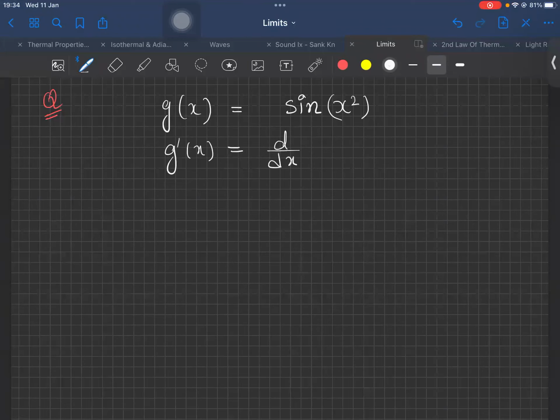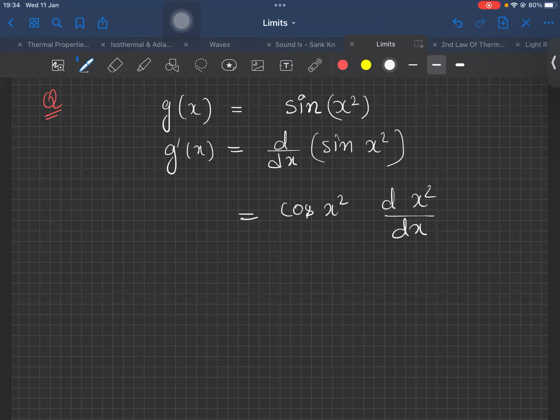d upon dx of sine x square. Okay, you write like this. Now first differentiate sine, so it is cos x square. Now differentiate the function x square, d upon dx. So this will be 2x times cos x square. Understood? If you have a problem, you can just replace x square with some t. So if x square is equal to t, then g of t, or some function, will become h of t.